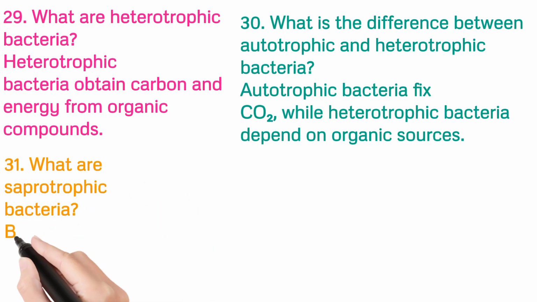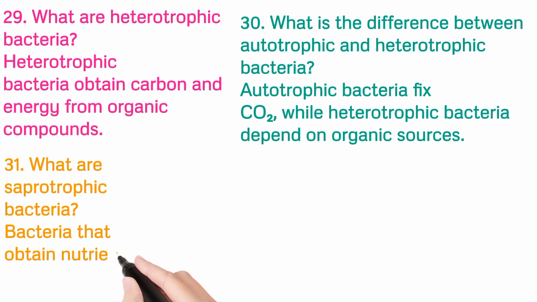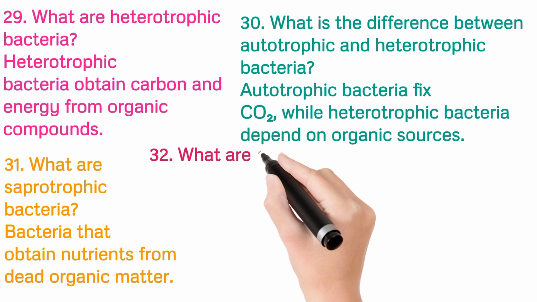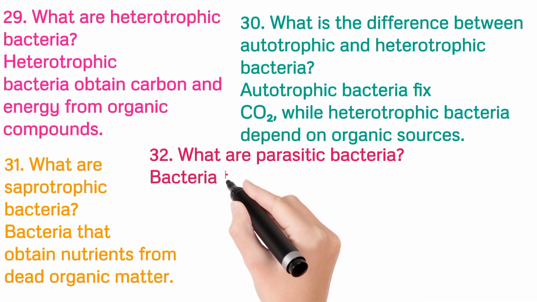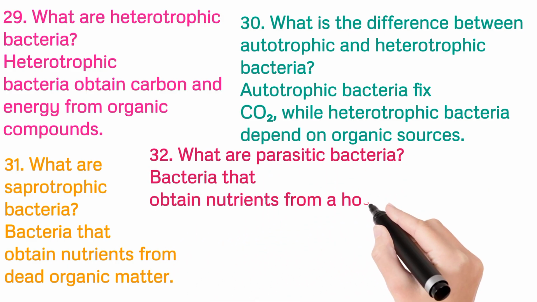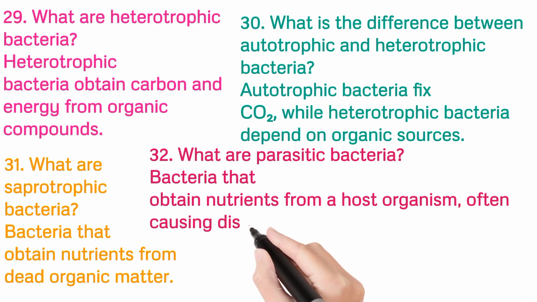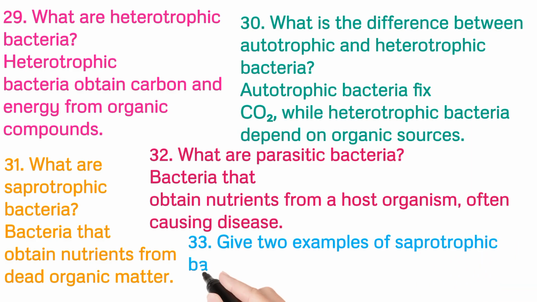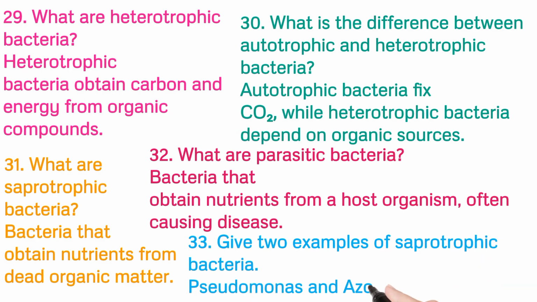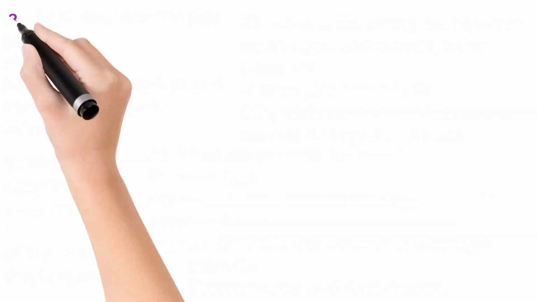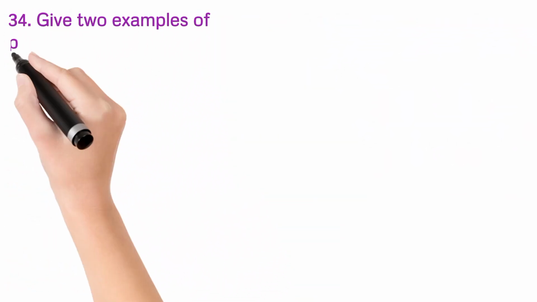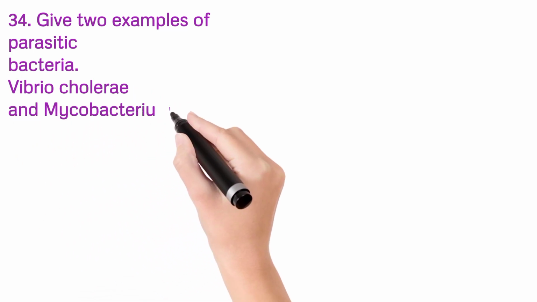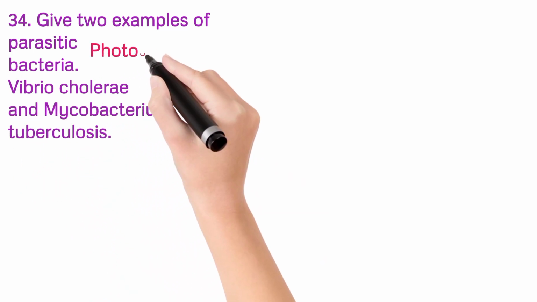31. What are saprotrophic bacteria? Bacteria that obtain nutrients from dead organic matter. 32. What are parasitic bacteria? Bacteria that obtain nutrients from a host organism, often causing disease. 33. Give 2 examples of saprotrophic bacteria. Pseudomonas and Azotobacter. 34. Give 2 examples of parasitic bacteria. Vibrio cholerae and Mycobacterium tuberculosis.